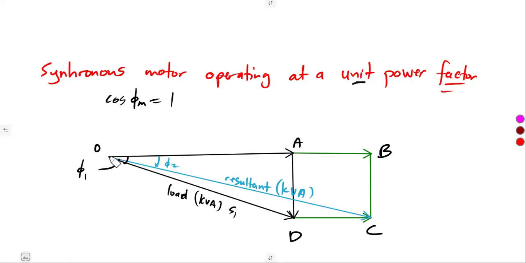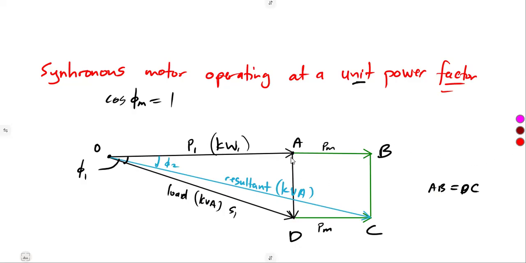From point O to point A, that is the input power, the kilowatt that we are having of the load. And from point A to point B, which is the same as from point D to C, that is of the motor, this one. So the power there is of the motor. That's the PM, the input of the motor, just like that.